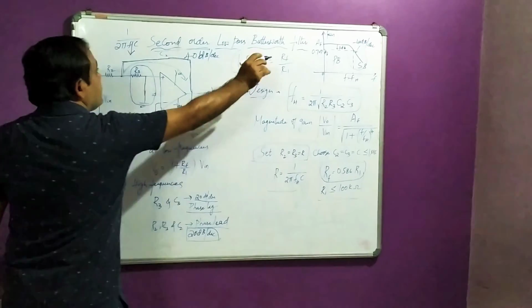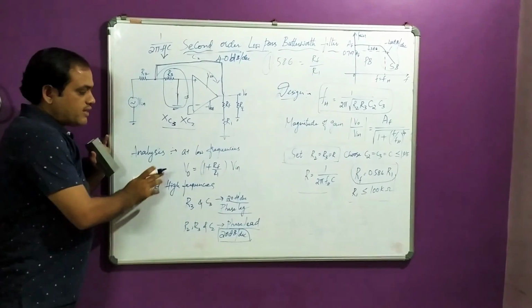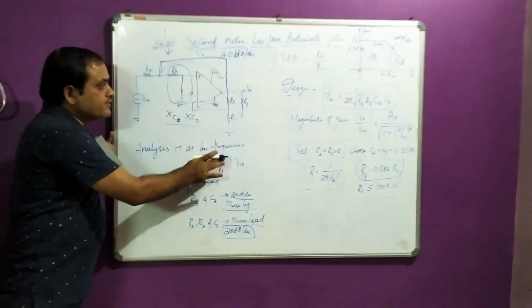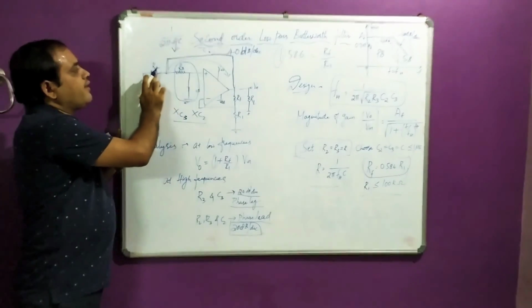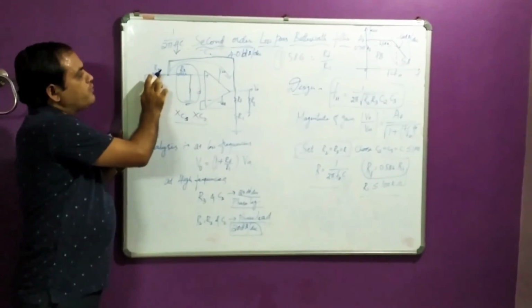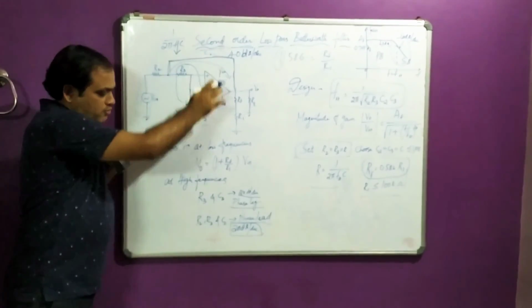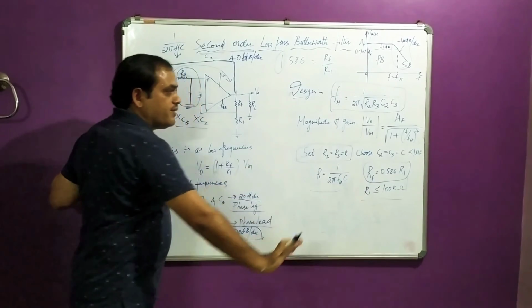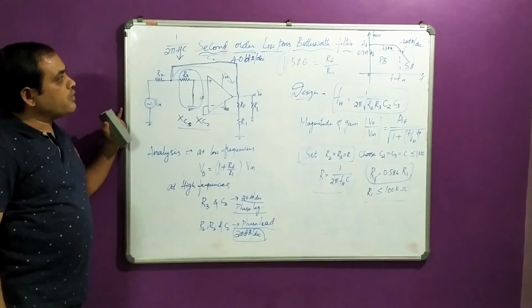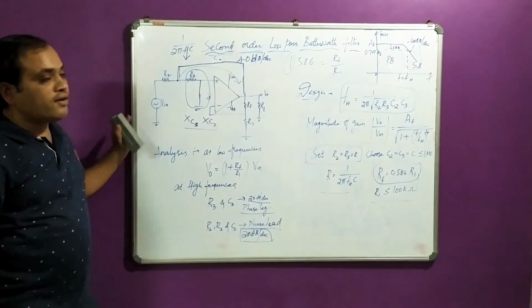Overall, the second order low pass filter operates from low frequencies. R3 and C3 give 20 decibels per decade. Another 20 decibels per decade is obtained from the R2, R3 and C2 combination. This is the design part we have studied. I hope you have followed the second order low pass filter.